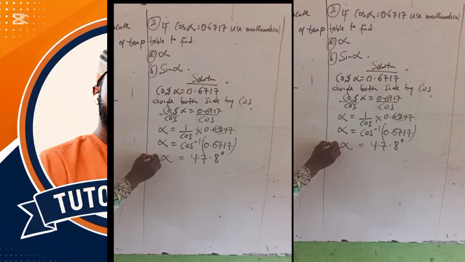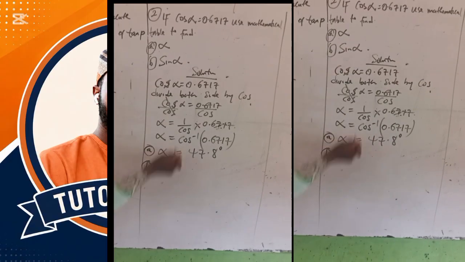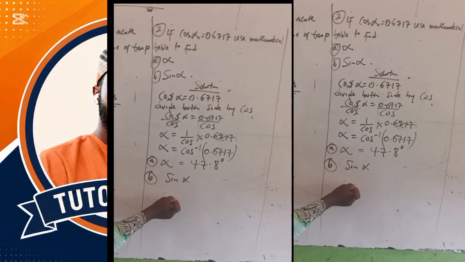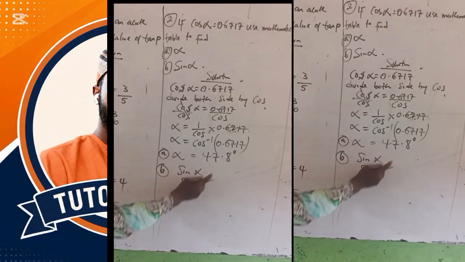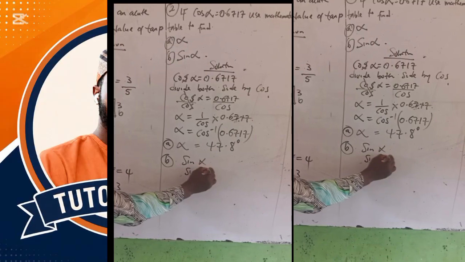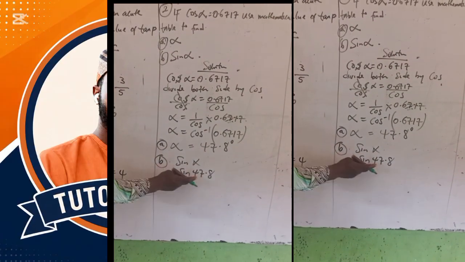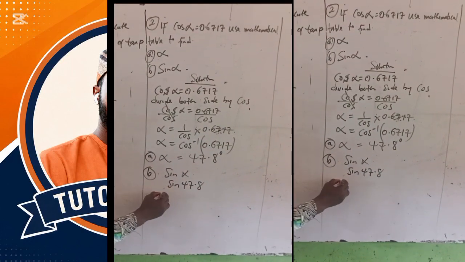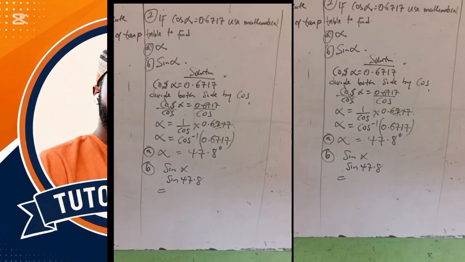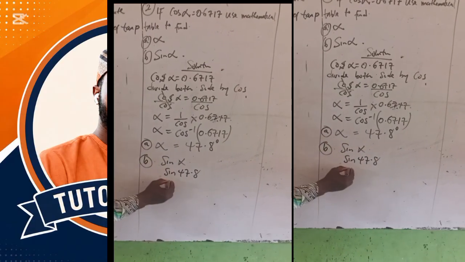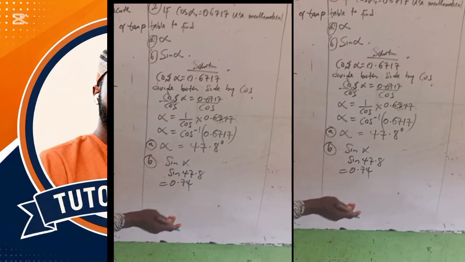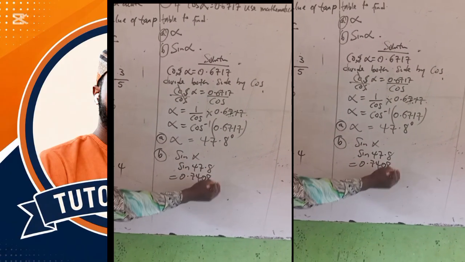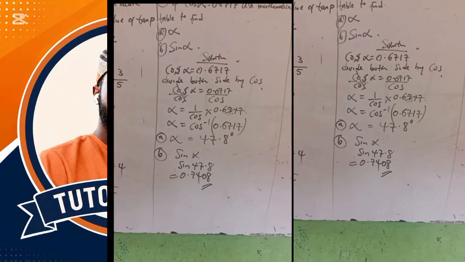Now the other question says find sin alpha. This one is very simple, since I already know alpha. Sin of alpha is sin 47.8. Now you substitute the value you have gotten here. Sin 47.8 will give us what? Look at your paper: the answer to sin is 0.7408, in 4 decimal places. So this is the final answer to the question. Is that clear? Yes, sir.